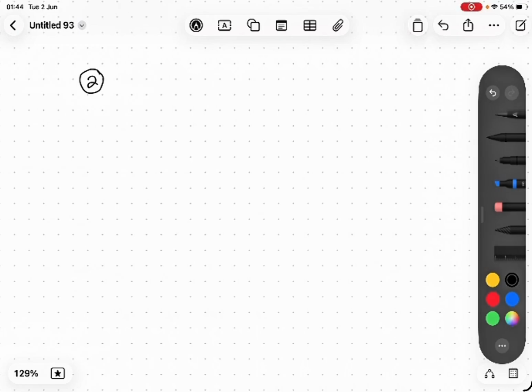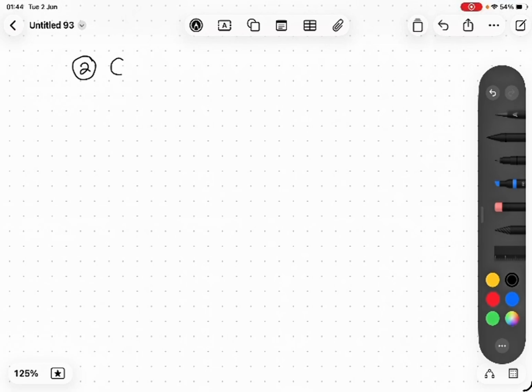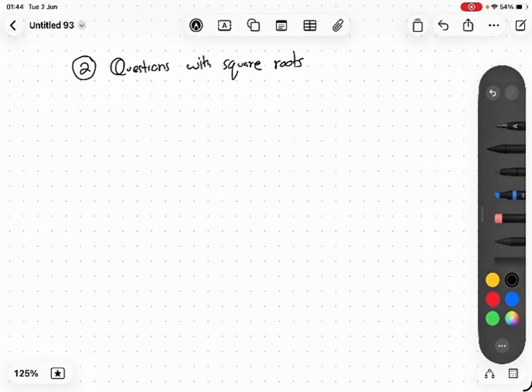Question pattern number 2. That is questions with square roots in a fraction. Simply, questions with square roots. So what did you have to do there? We will move to one example question, then you can understand.